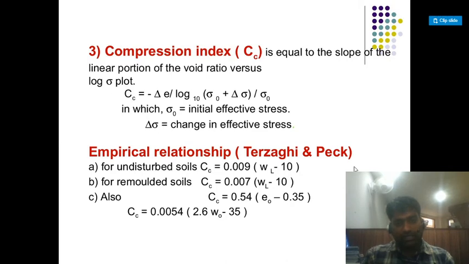Empirical relations of Terzaghi and Peck for undisturbed soil: Cc is equal to 0.009 into (WL minus 10). For remolded soil, Cc is equal to 0.007 into (WL minus 10). Cc is equal to 0.54 into (e naught minus 0.35). Cc is equal to 0.0054 into (2.6 w naught minus 35).